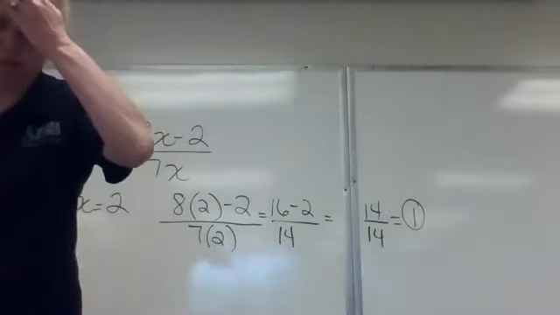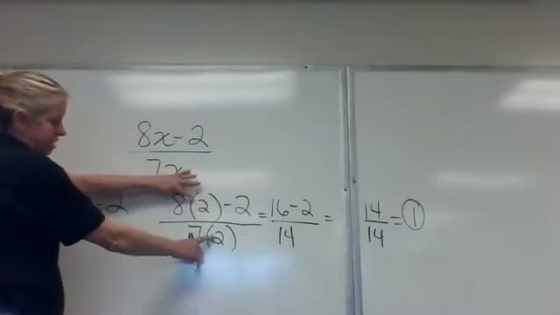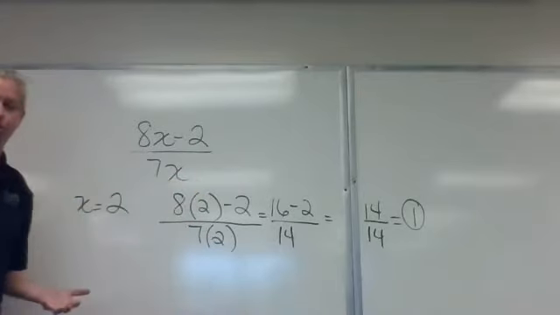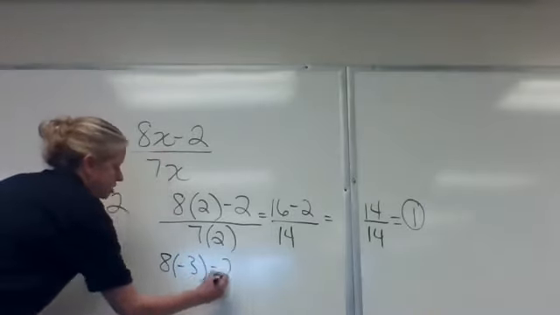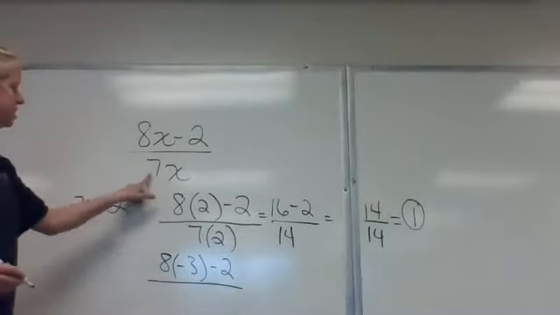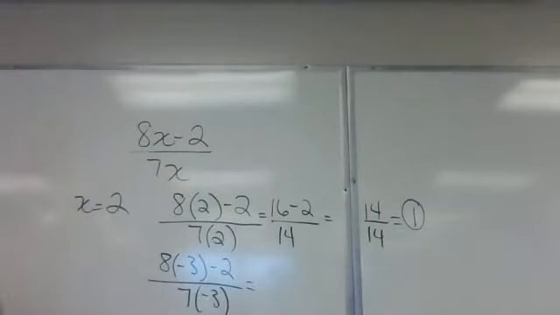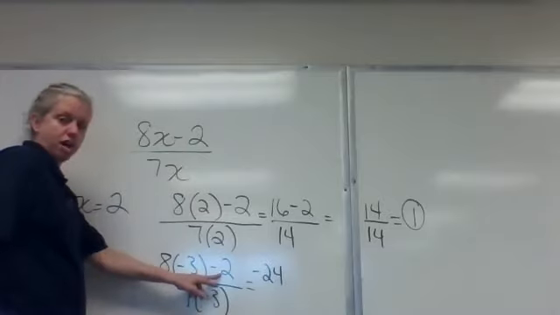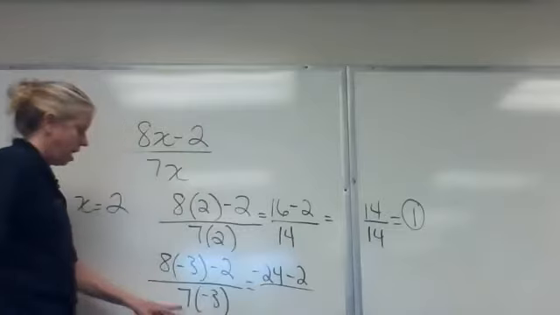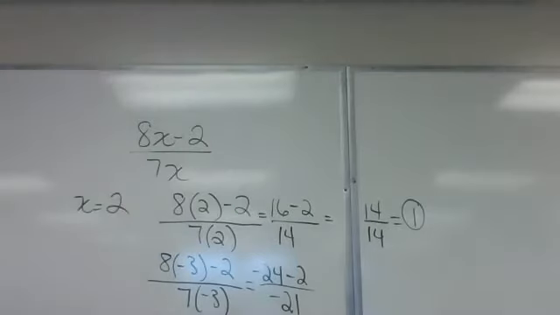So on number 1, it also wants me to replace the x with a -3 to see what that would do. So again, it's going to be the same problem everywhere I see x's. So in these 2 spots where I put 2's, this time I'm just going to put -3's. So I have 8 times -3 minus 2 over 7 times -3. Eight times -3 gives me -24. Just bring over that minus 2. Over 7 times -3 is -21.